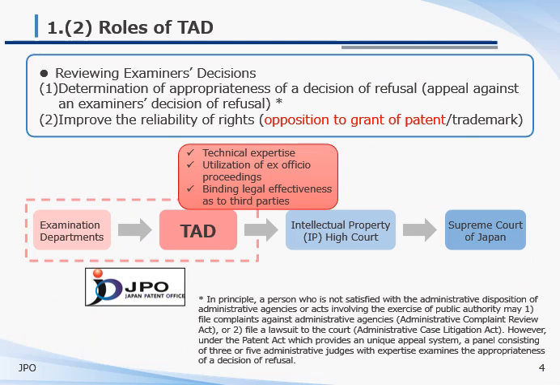I will now explain the roles and position of trial and appeal. Trial and appeal systems have 2 important roles. The first role is to review examiners' decisions. As indicated in number 1 here, the appropriateness of decisions of refusal, which are made by examiners, shall be determined. In particular, an appeal against examiner's decision of refusal system contributes to this role.